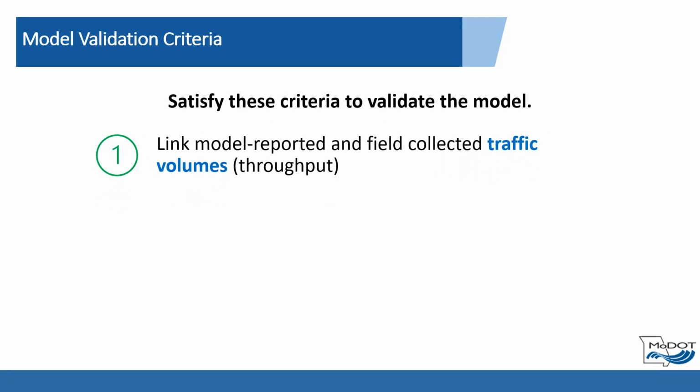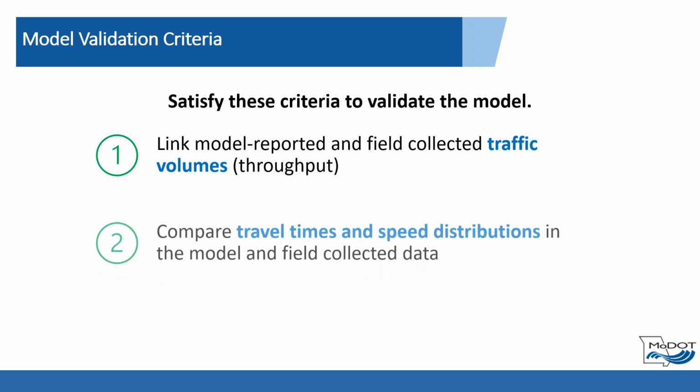First, compare model-reported and field-collected traffic volumes on freeway segments, ramps, intersections, and entry and exit links to ensure traffic volumes have been properly input and routed throughout the model. This also ensures that model throughput in congested areas is occurring to the extent and for the duration as indicated by field data.